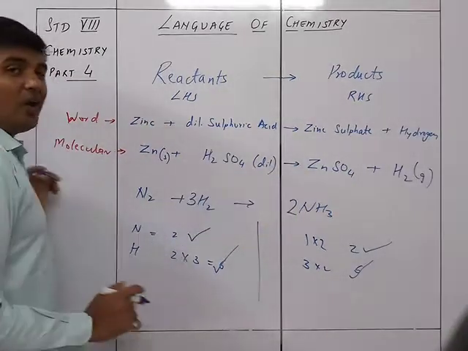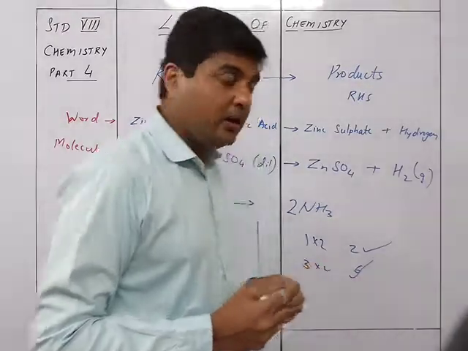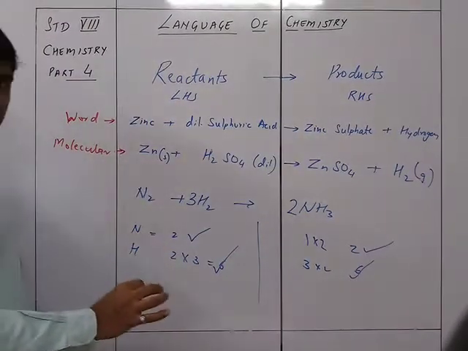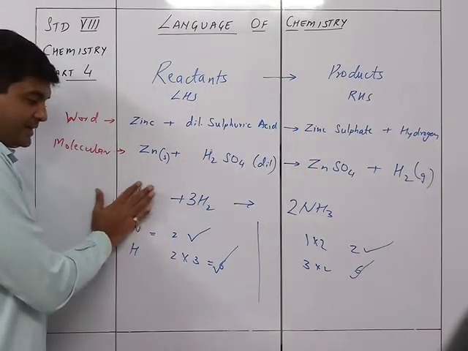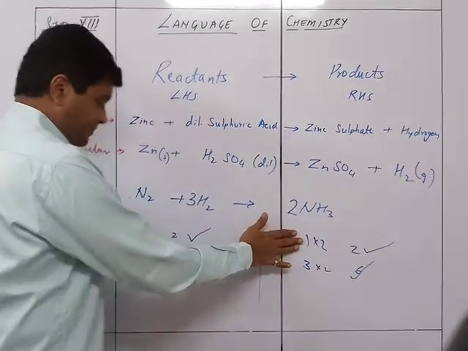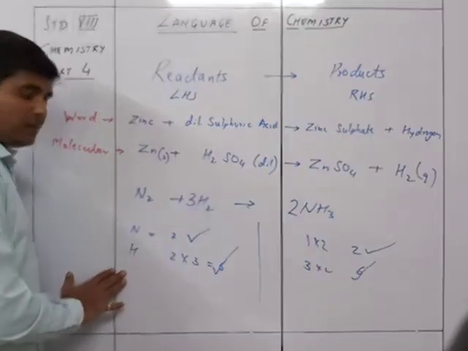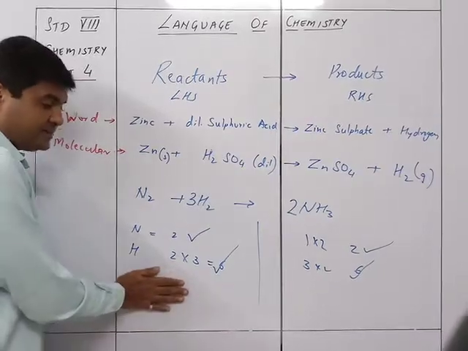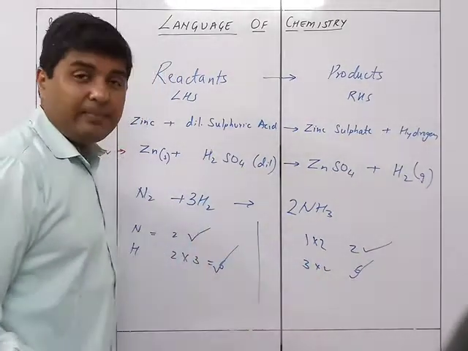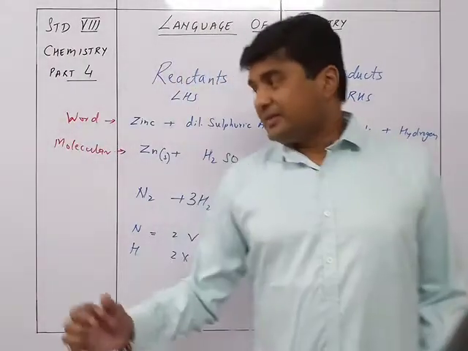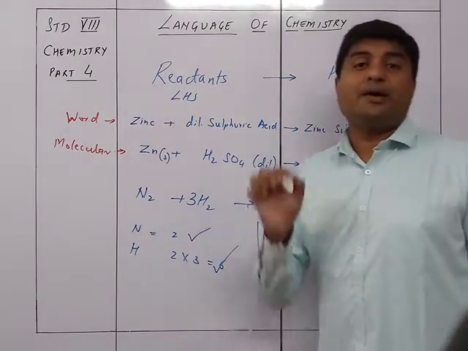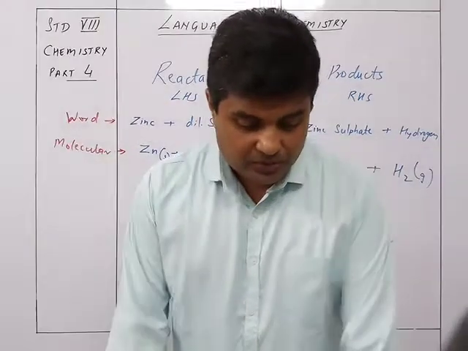So this is called a balanced equation, wherein the number of atoms of nitrogen on the reactant side and the product side are the same. The number of hydrogen atoms on the reactant side and the product side is also the same. Hence we call such a reaction a balanced equation.